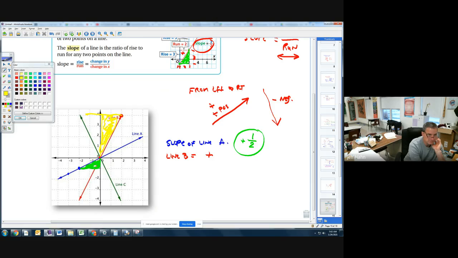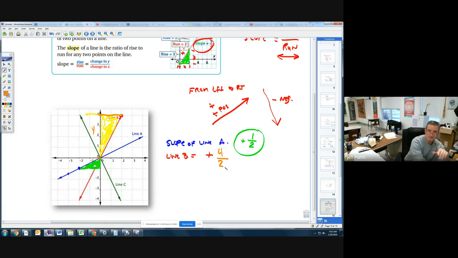And my slope is, how high is my triangle? So from here to here, that's 4 units high. That's my top number. Over how wide my triangle is, which goes from here to here, it's 2 over. Okay, so I get the fraction 4 over 2. I do need to reduce it. It does reduce to 2 over 1, and I can just write that as a positive 2 slope. A positive 2 slope for line B.